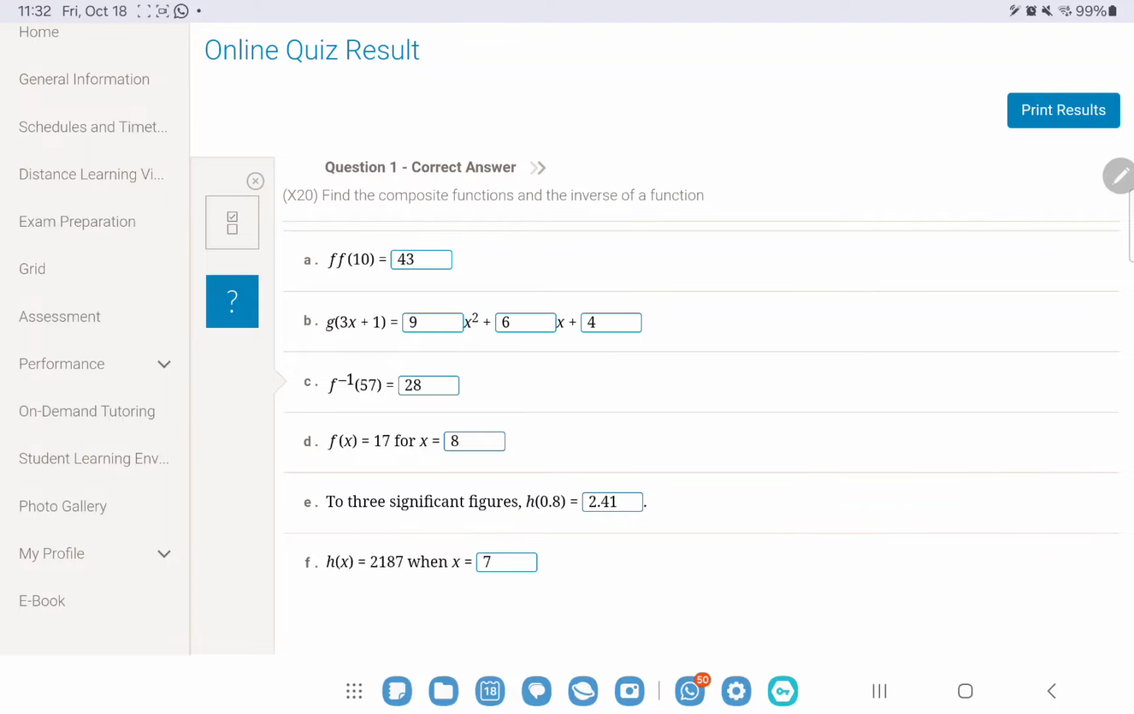Now h of x is equal to 2187. This question, so far I don't know an easier way to solve it. It's not that hard, but it's a bit long. If I find an easier way, I'll make a separate video explaining.